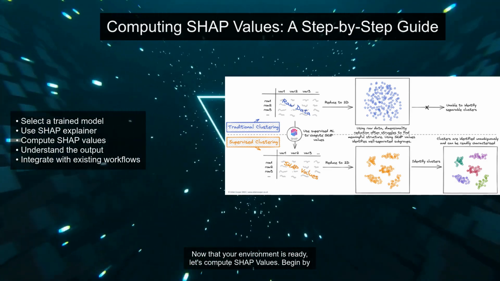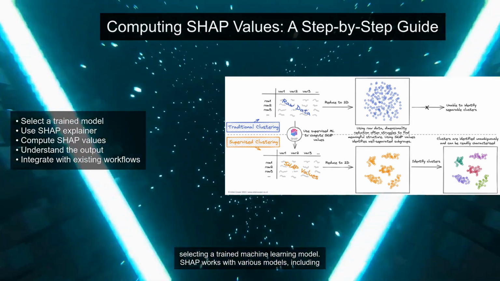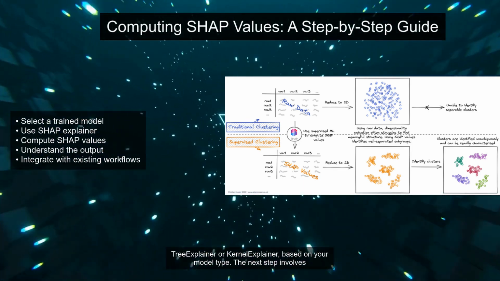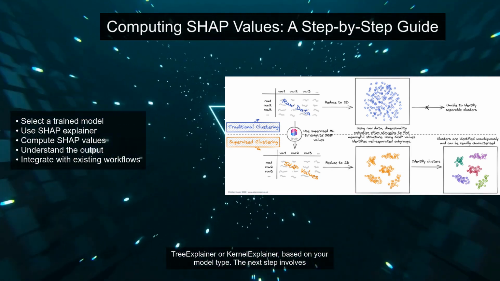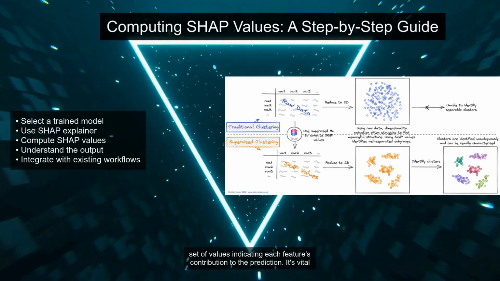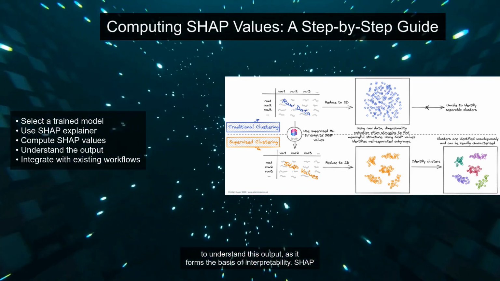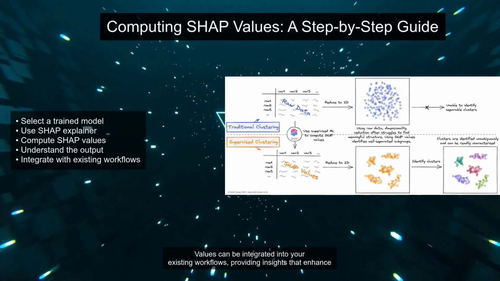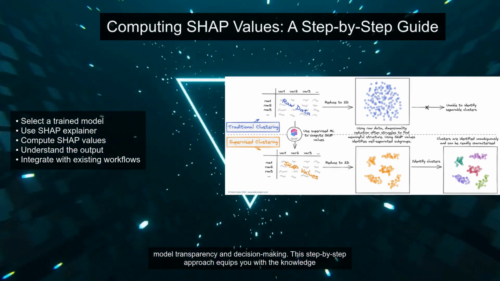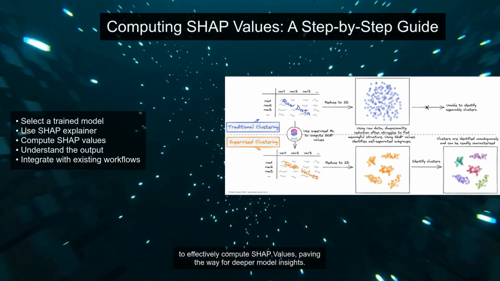Now that your environment is ready, let's compute SHAP values. Begin by selecting a trained machine learning model. SHAP works with various models, including tree-based models, linear models, and neural networks. Use SHAP's explainer, such as tree explainer or kernel explainer, based on your model type. The next step involves computing SHAP values using the explainer's shap_values method. The output is a set of values indicating each feature's contribution to the prediction. It's vital to understand this output, as it forms the basis of interpretability. SHAP values can be integrated into your existing workflows, providing insights that enhance model transparency and decision-making. This step-by-step approach equips you with the knowledge to effectively compute SHAP values, paving the way for deeper model insights.